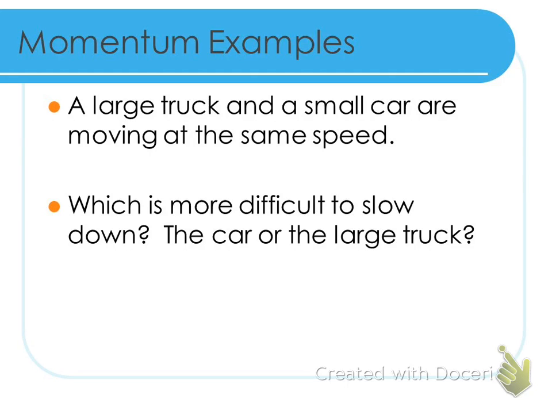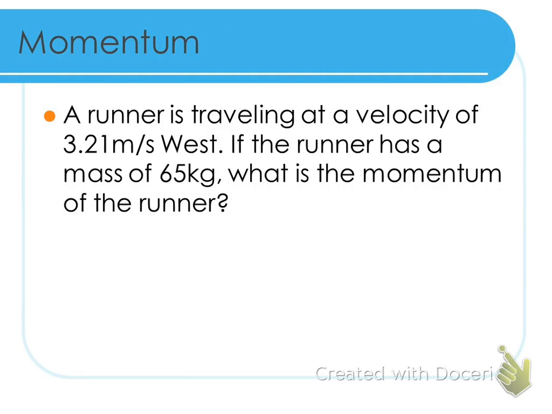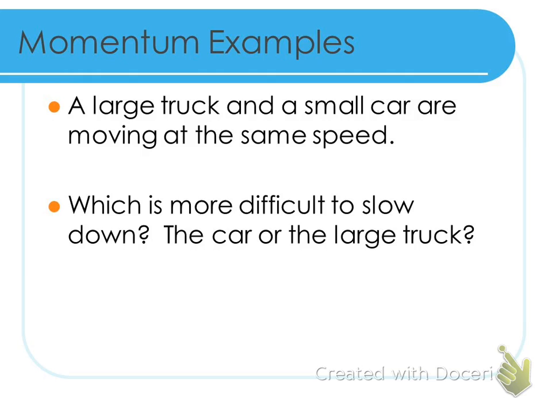Okay, so you should have answered here that the large truck would be more difficult to slow down. Although these two objects are moving at the same speed, the large truck has a greater mass, which means that would result in a greater momentum.